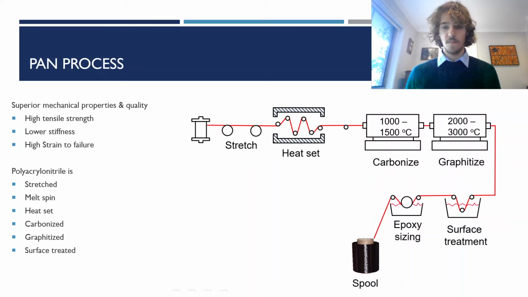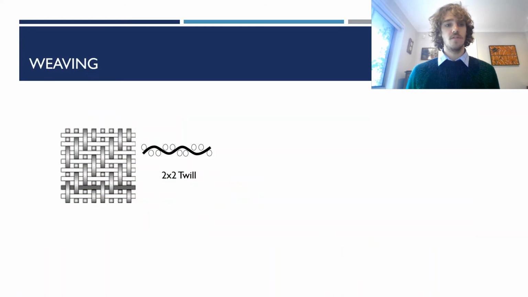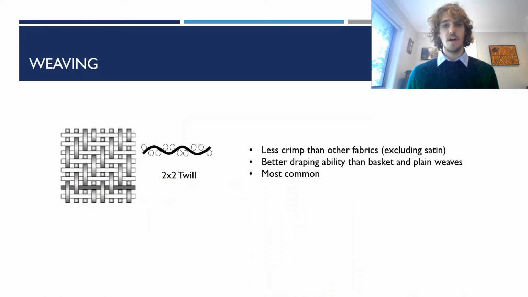After that, we've got surface treatment, in particular sizing, epoxy sizing. What this does is it adds a protective coating to the fiber, which will prevent cracking, but it also promotes a bonding interface with the matrix. And after that, it's wound into a spool. What we'll be doing is weaving it into a 2x2 twill, which is one of the more common types. We're also doing this because it's got less crimp than other fabrics, excluding satin fabric. It has better draping ability than basket and plain weaves too.